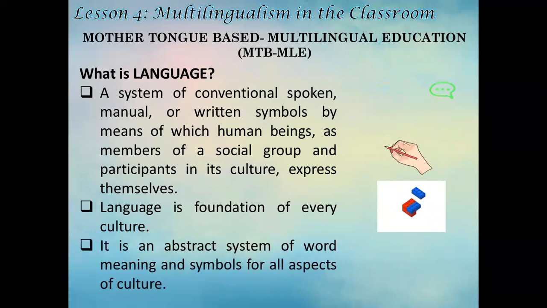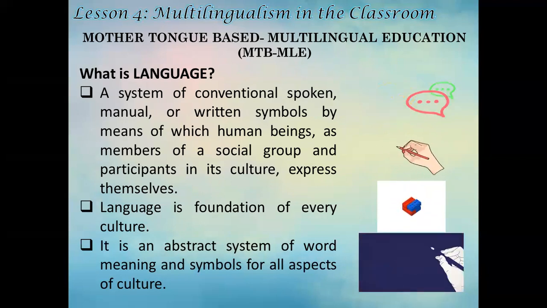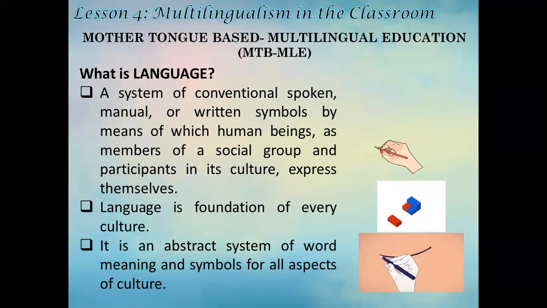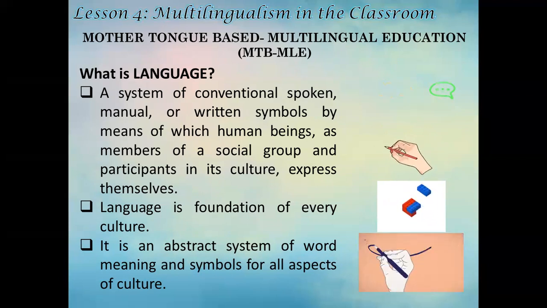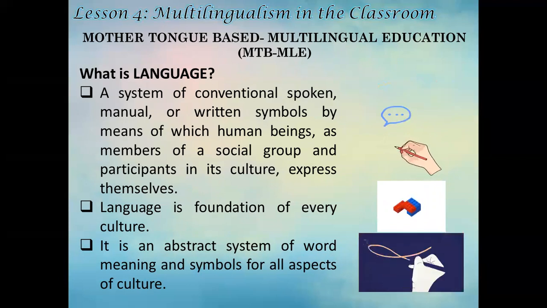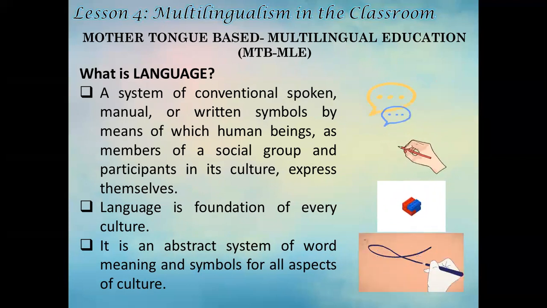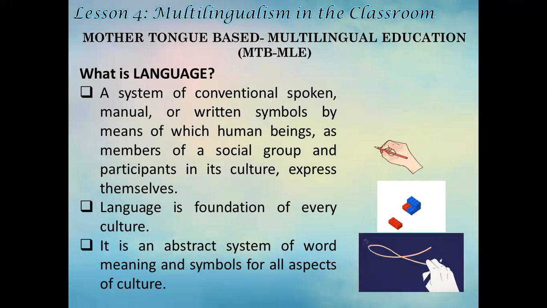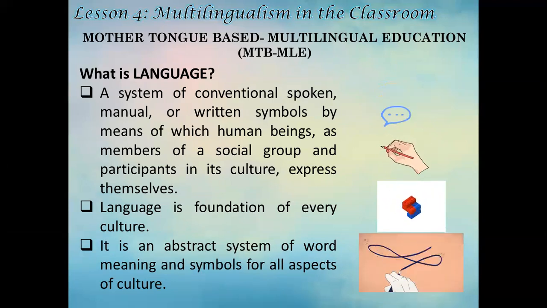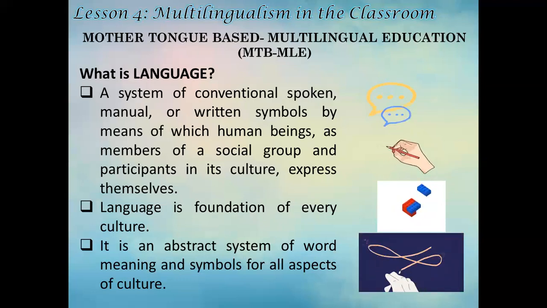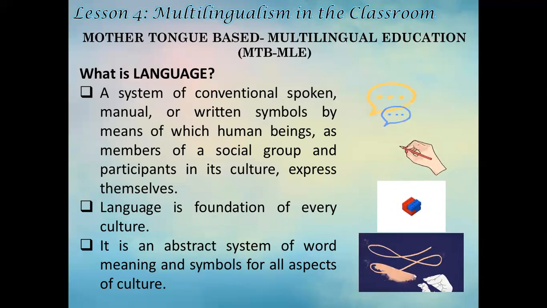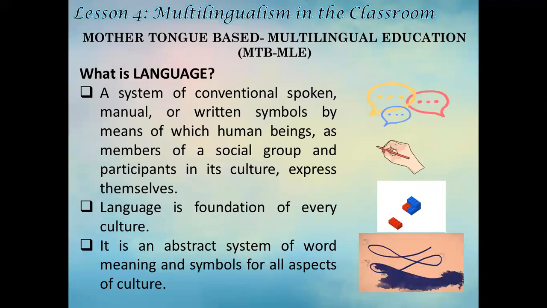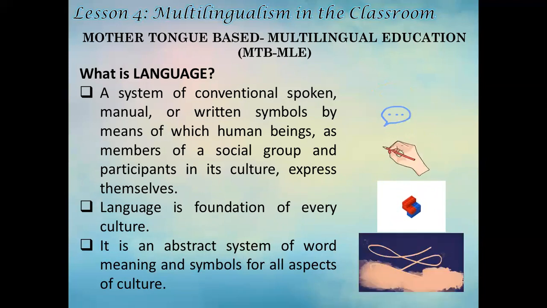And then lastly, the third one, it is an abstract system of word, meaning, and symbols for all aspects of culture. So, for example, the way we use different language or different words, the way we use descriptions, illustrations. So, magbo-boil down siya lahat dun sa kulturang pinanggalingan natin. Like, for example, may mga bagay tayo dito sa bansa natin na hindi alam sa ibang bansa. And likewise, or vice versa yung ganon. Ibig sabihin, this is or language is the abstract system na magbo-boil down pa rin talaga sa pinanggalingan nating kultura.